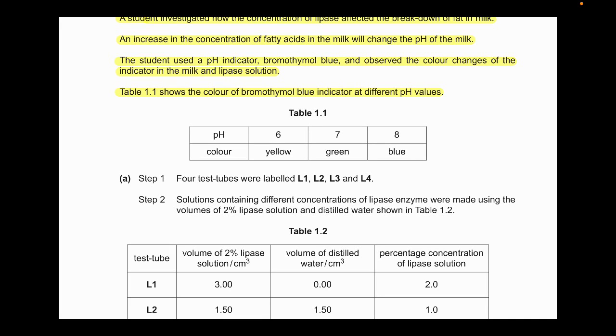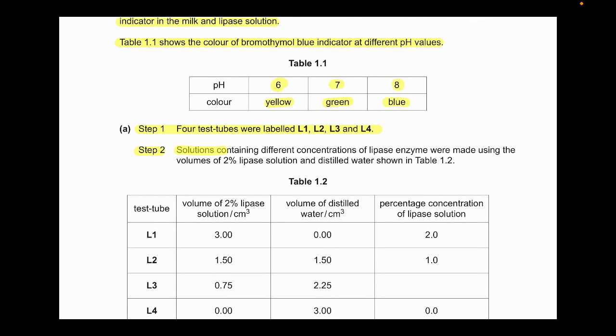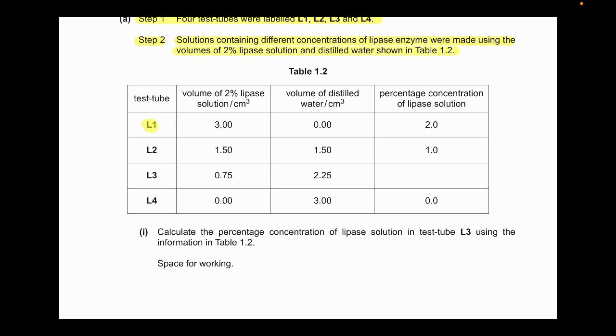So we can see the pH value 6 provides us yellow, 7 provides us green, and 8 provides us blue color. Step 1. 4 test tubes were labeled L1 to L4. Step 2. Solutions containing different concentrations of lipase enzyme were made using the volumes of 2% lipase solution and distilled water shown in table 1.2. L1. Volume of 2% lipase solution 3 cm cube. Volume of distilled water added 0. So the percentage concentration of the lipase solution is 2.0.